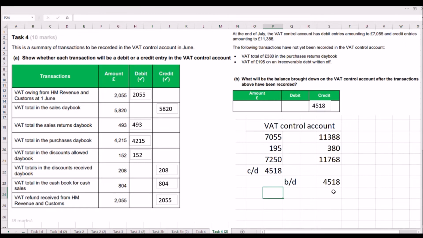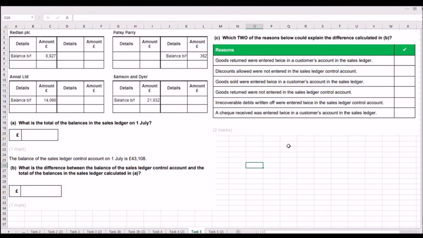Oh, and of course it was 4,518 in the end. So, a reconciliation of the sales ledger to the sales ledger control account question here. You've got the sales ledger here, some accounts here, balance it and work out the difference. And then you've got some differences, and you're trying to work out the reasons for the differences between the sales ledger and the sales ledger control account.